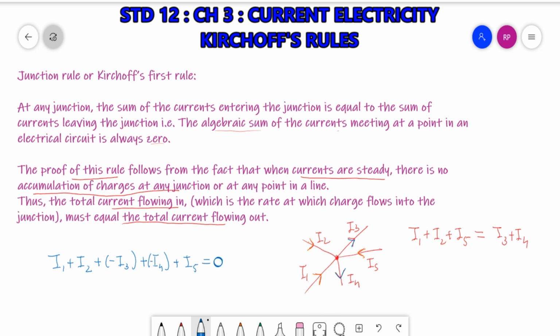That means that the algebraic sum of the currents meeting at a point in an electric circuit is always 0. The sum of current at this junction will always be equal to 0. This is the junction rule, or you can say Kirchhoff's first rule. Let's move to the next, that is Kirchhoff's second rule or loop rule.